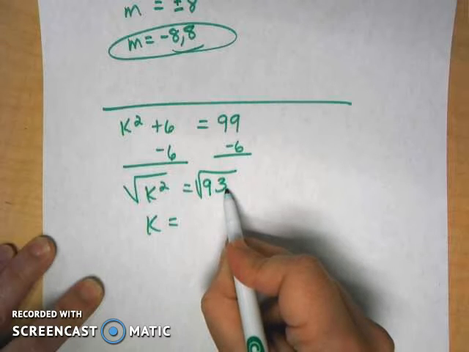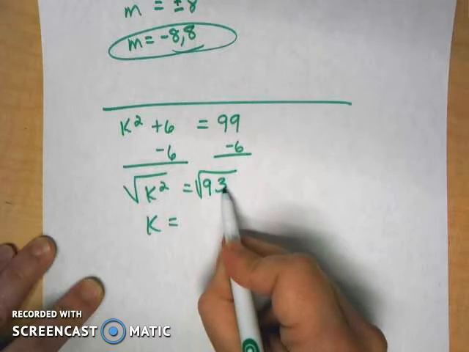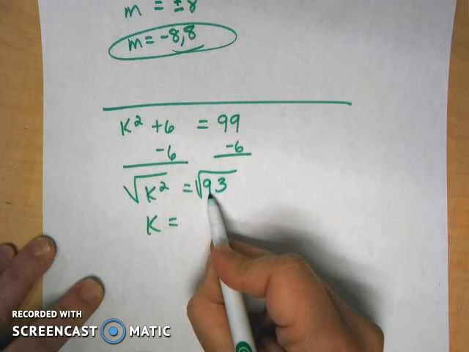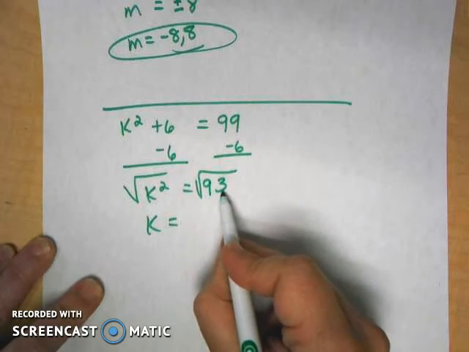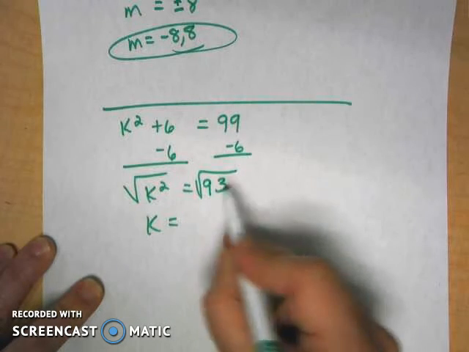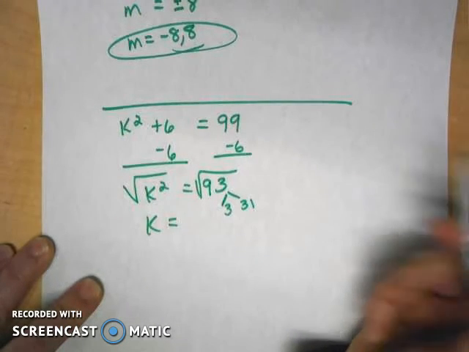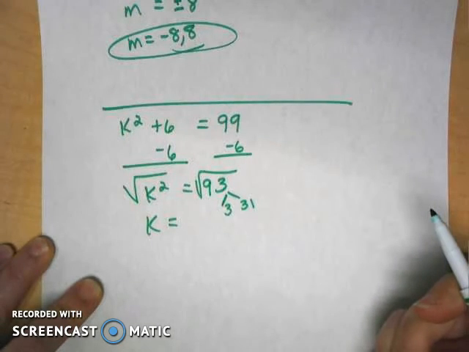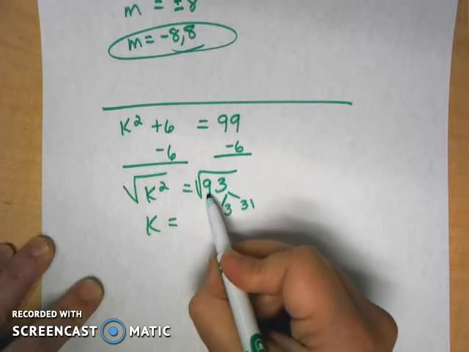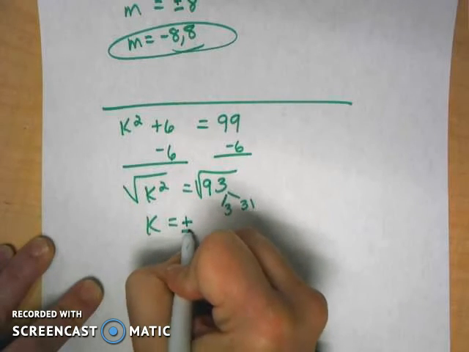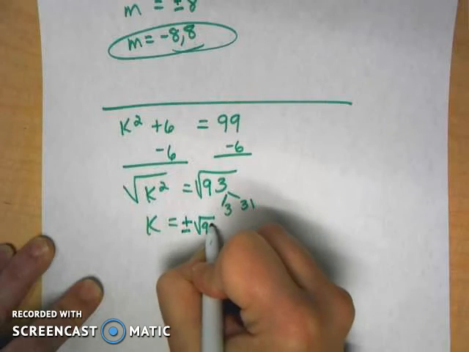We know we're going to have a positive and negative, but then we have to see if we can break this down at all. 93 can be divided by 3, and 3 times 31 is what will give us 93. So since it's 3 times 31, if I were to break this down, 3 and 31 are not going to break down anymore. I don't have any perfect square factors there, so I can just leave this as 93, but it's going to be expressed as a positive and negative square root of 93.